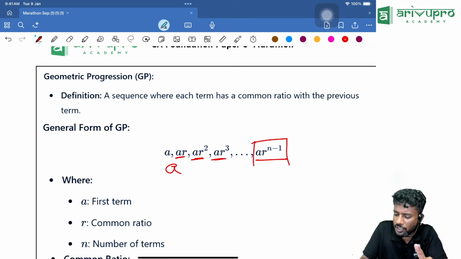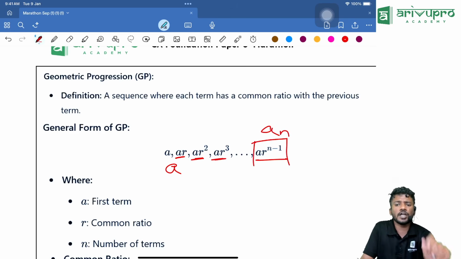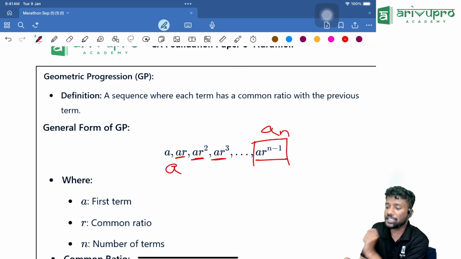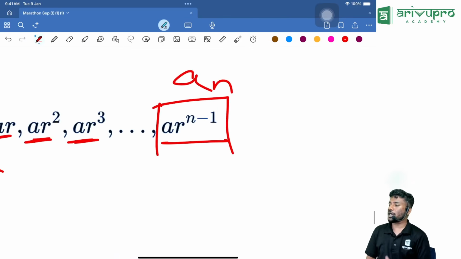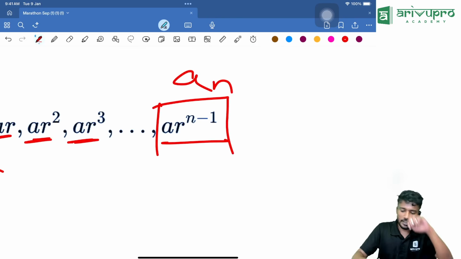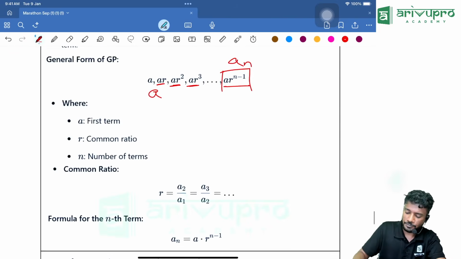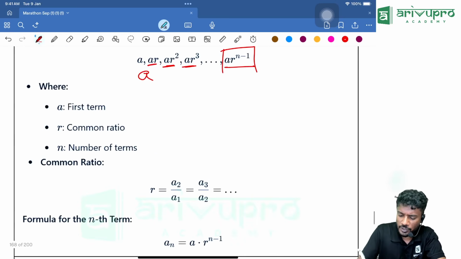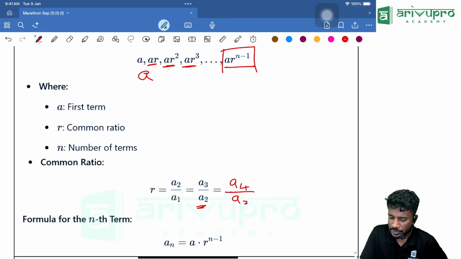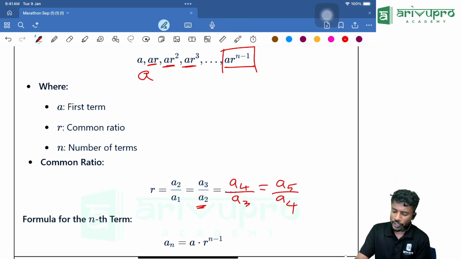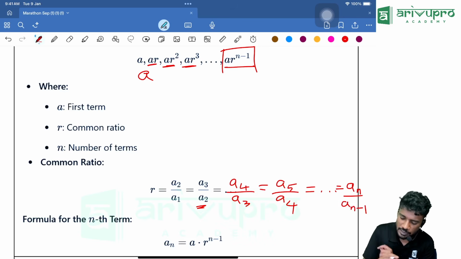Up to n. The nth term, AN, is AR raised to n minus 1. Make a note of that. Then, how to find the common ratio? Second term divided by first term, or third term divided by second term, or fourth term divided by third term, or fifth term divided by fourth term, etc., up to AN divided by AN minus 1.